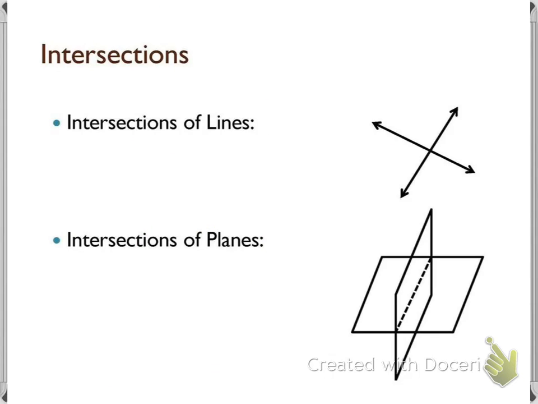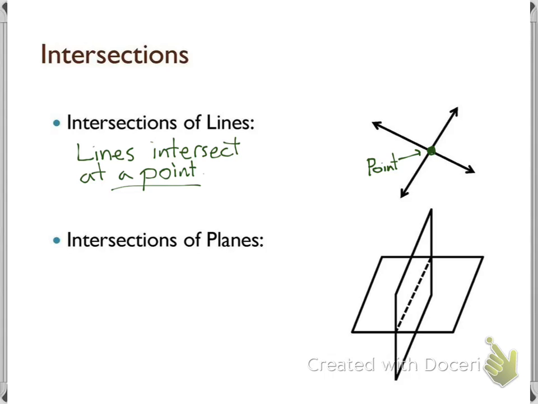So let's keep adding some more tools that we're going to need. So intersection of lines. If I drew 2 lines and they intersected, they would meet at a point. And that's important because we're going to need to know that lines intersect at a point. Not 2 points, not anything else, a point. So I could say maybe, let's call it L, M, and point A.